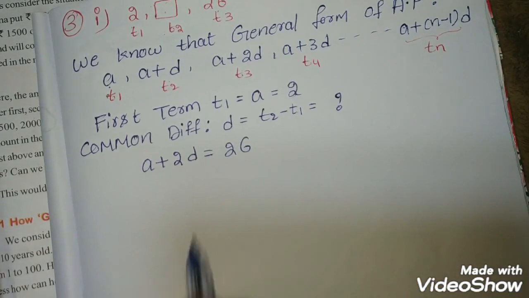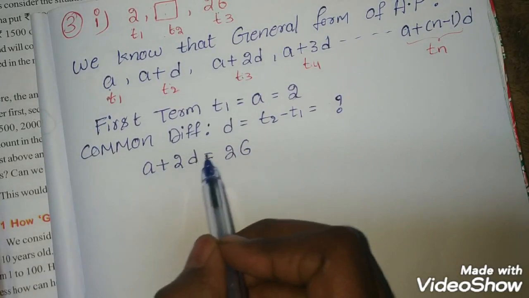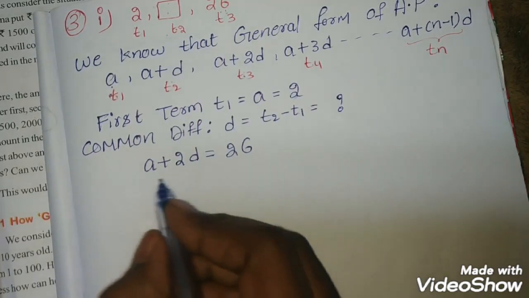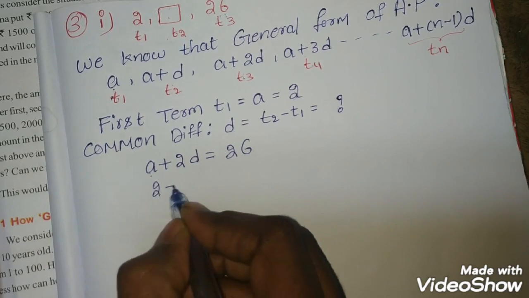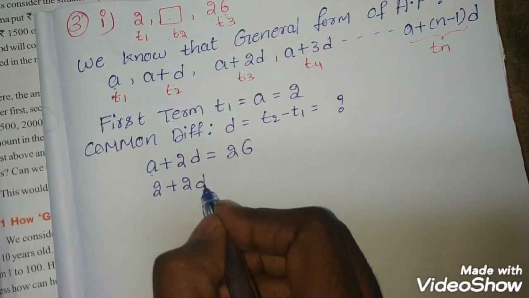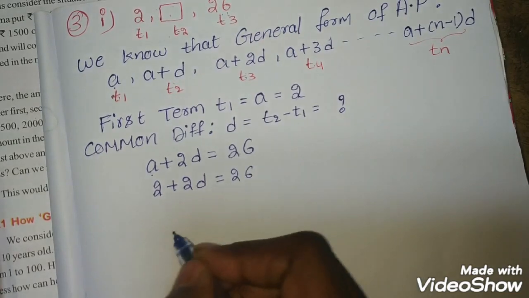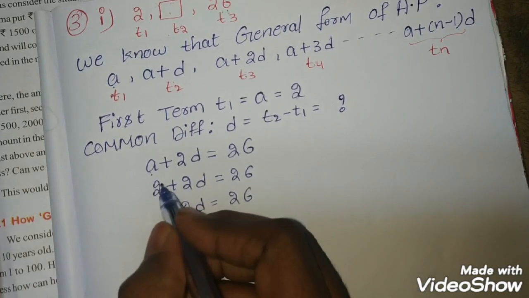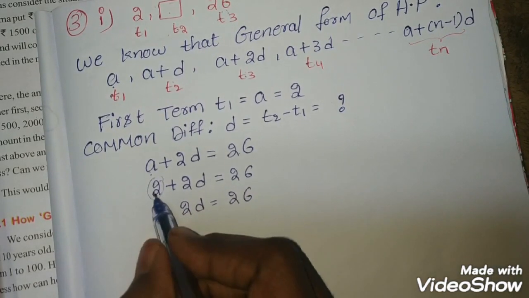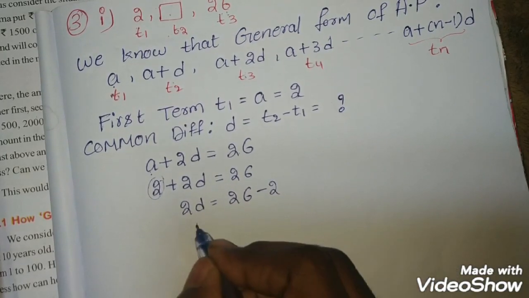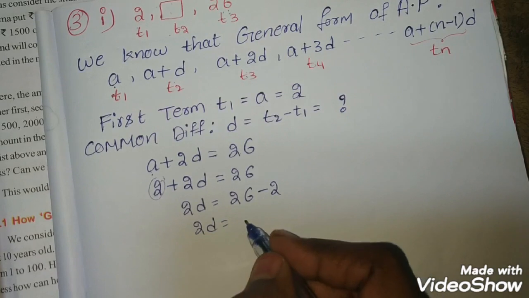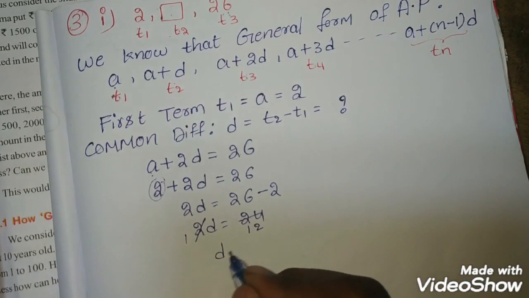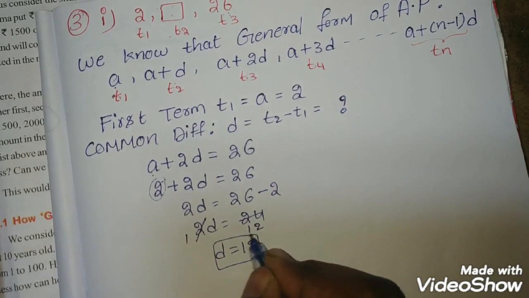Because the third term is a plus 2d and here the third term is 26. So a plus 2d is equal to 26. And what is a here? a is 2 plus 2 into d. We need to find d. That is equal to 26. So 2d is equal to 26, and this 2 will go to the right side, then plus 2 will become minus 2. 2d is equal to 26 minus 2, what? 24. 2 1s are 2, 2 2s are 4. What is d? d is equal to 12.